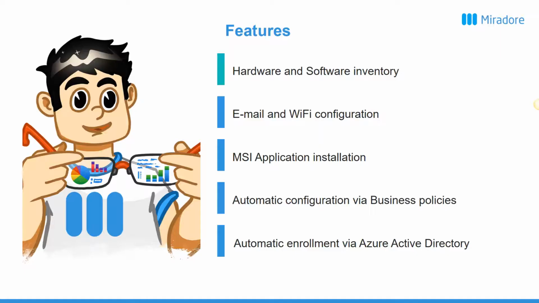So, to get started, these are the features we're going to be bringing: the hardware and software inventory, email and Wi-Fi configuration, MSI application installation, and then automate the configuration via business policies as you can do for the other platforms as well, and automatic enrollment via Azure Active Directory. Simple as that. Now, let me show you then exactly how all of this works.